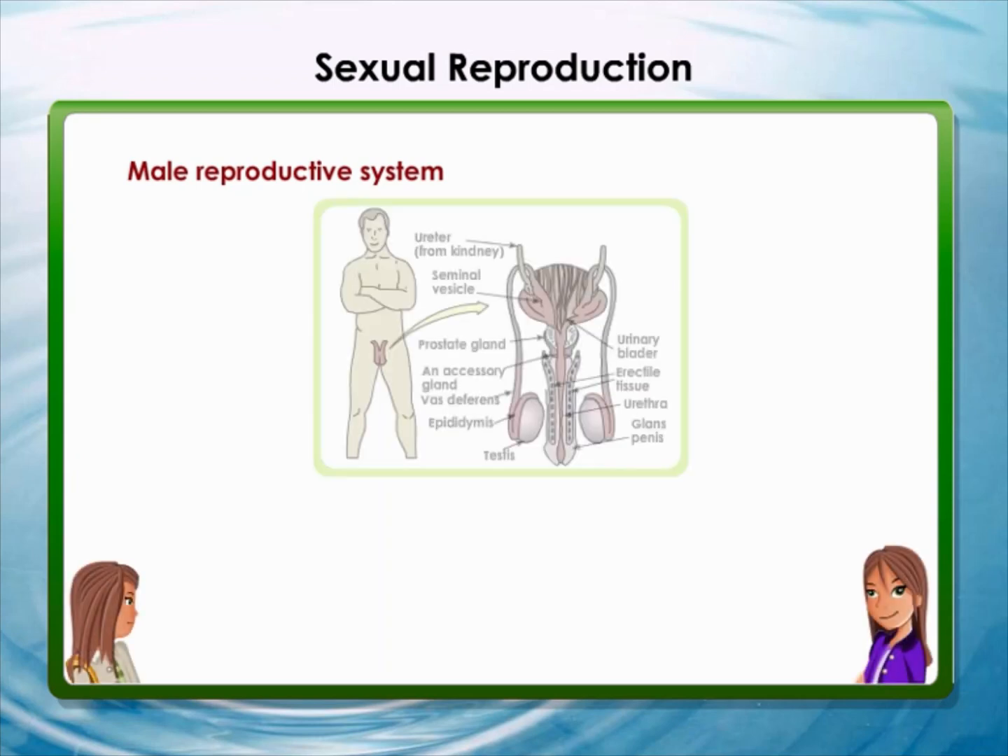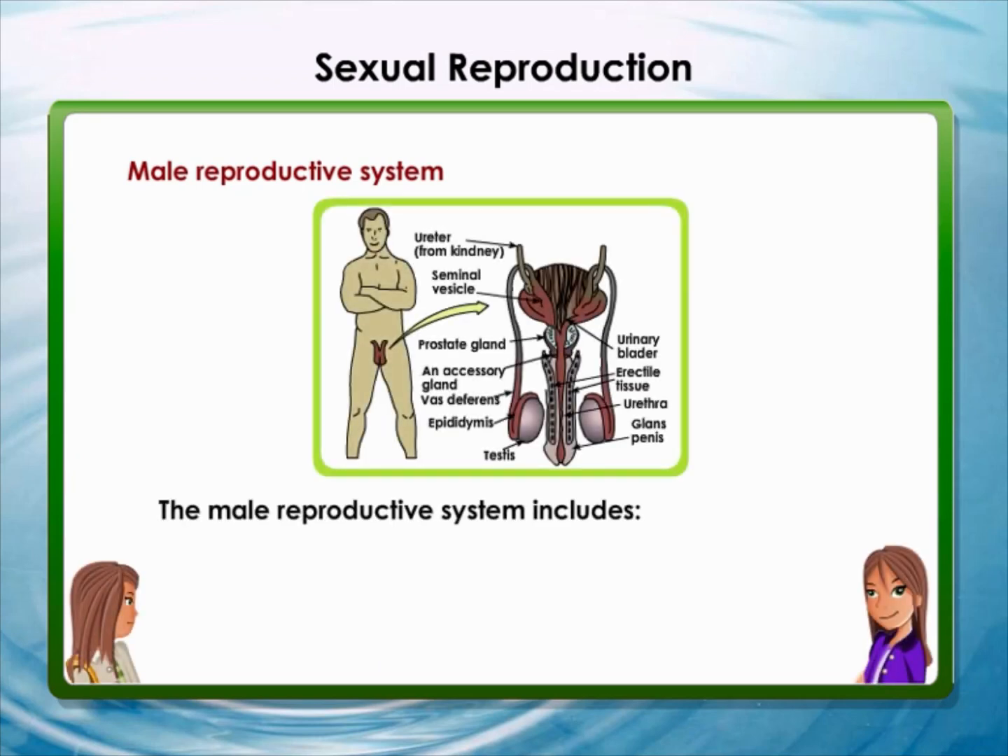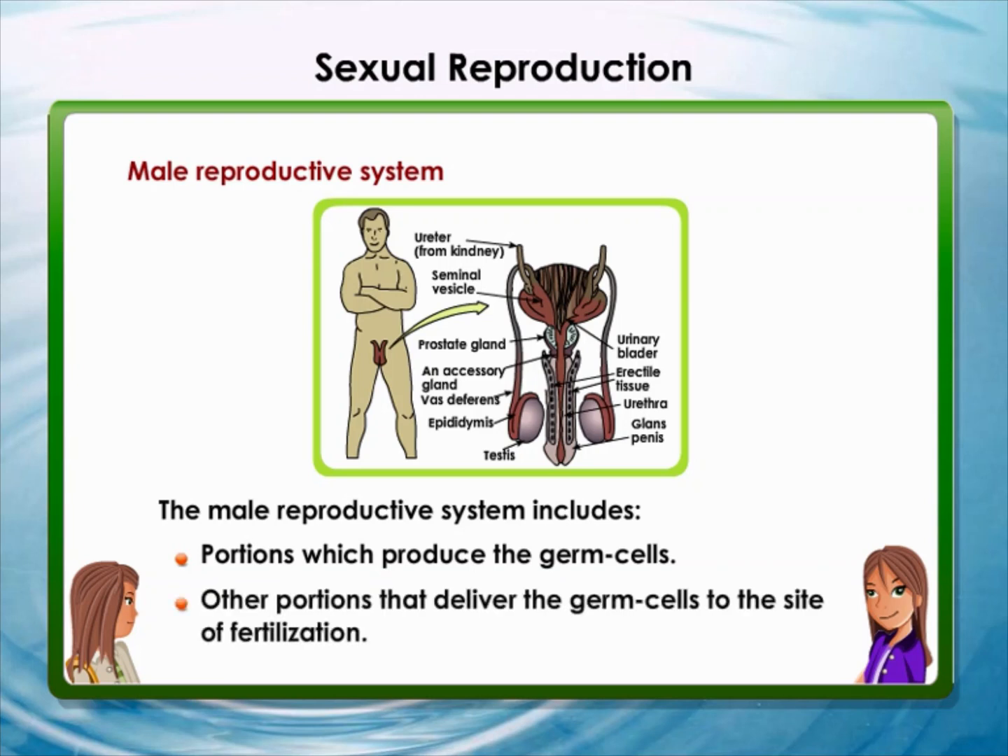Male reproductive system. The male reproductive system consists of portions which produce the germ cells and other portions that deliver the germ cells to the site of fertilization. The formation of germ cells or sperms takes place in the testes. These are located outside the abdominal cavity in the scrotum because sperm formation requires a lower temperature than the normal body temperature.